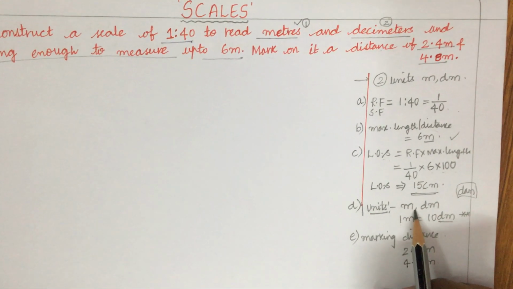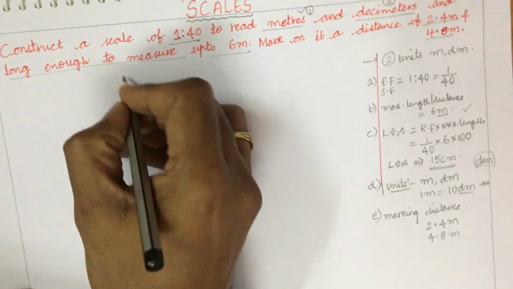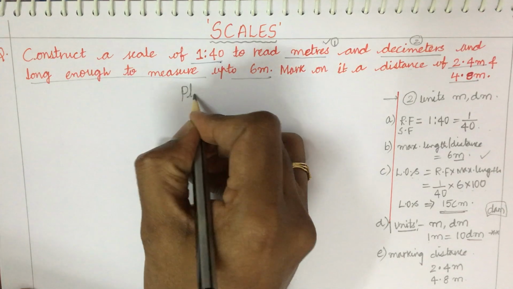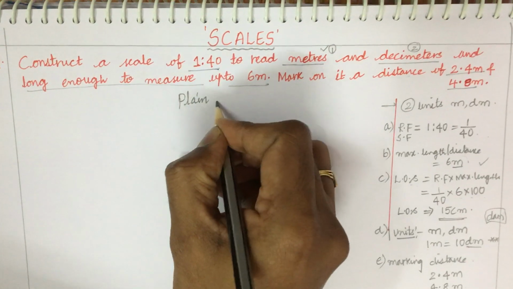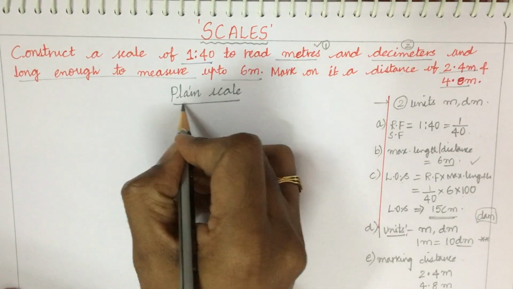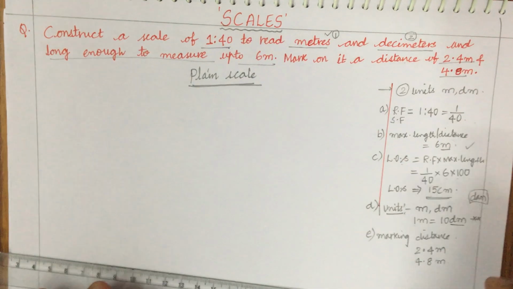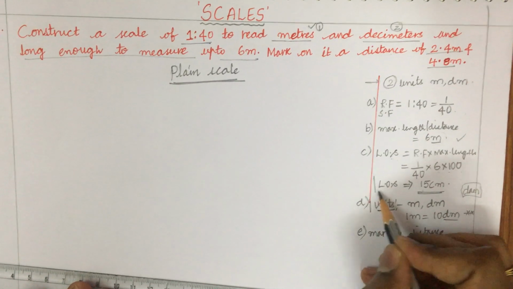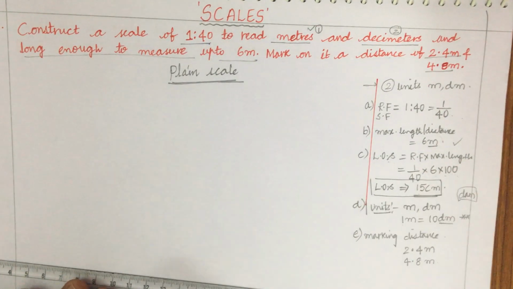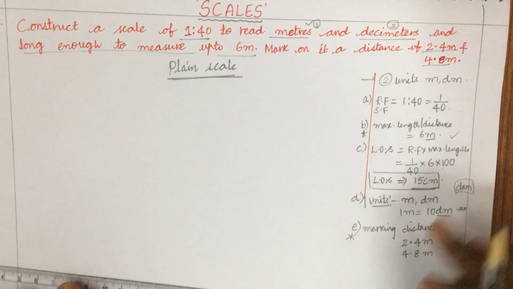Later, what are the units here? There are 2 units. So, I can say that the problem is a plain scale problem, dear students. A plain scale is a scale which can measure up to 2 units, I mean 1 unit or up to a maximum of 2 units. Now, after working out these things, I need to highlight the length of the scale, the marking distance as well as the maximum distance.